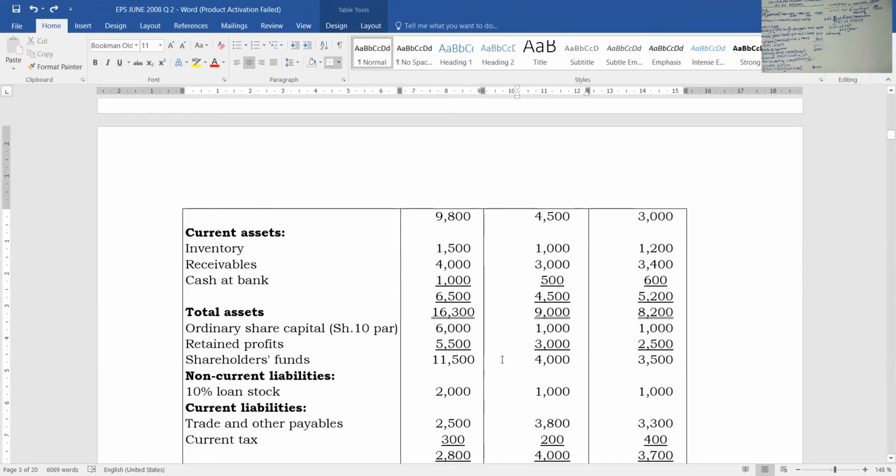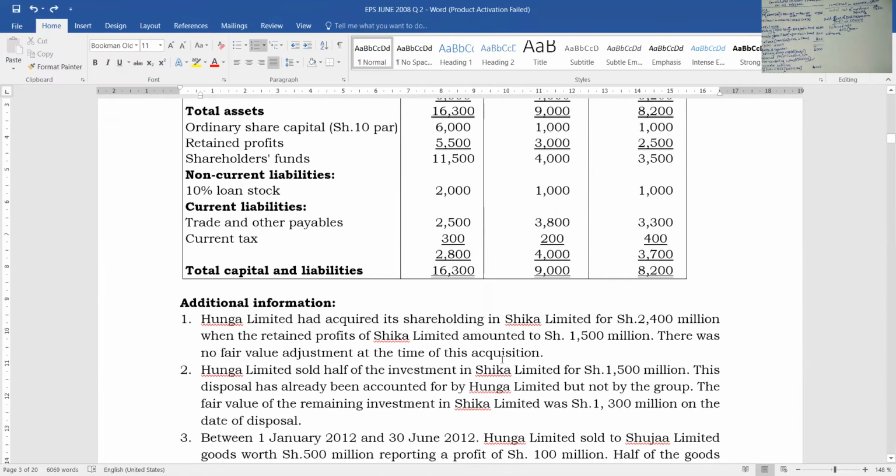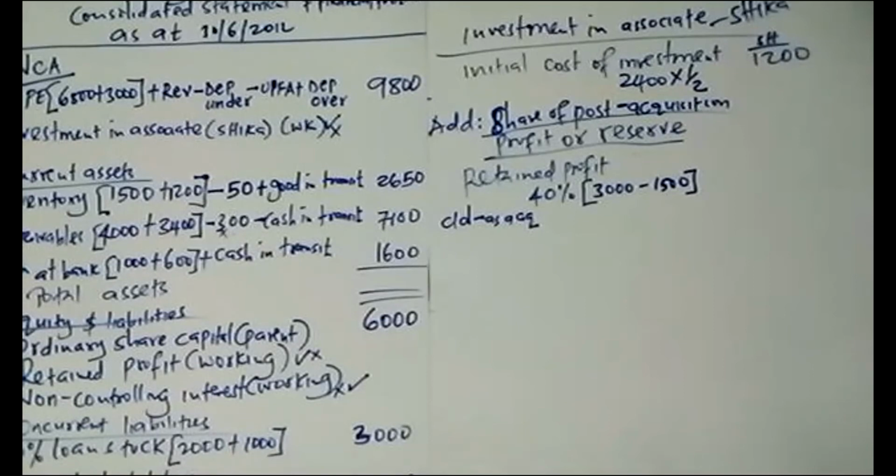At the time when Shika was acquired, it was 1,500. You can see the retained profit was 1,500. That is fine. So that is what I've taken: 3,000 minus 1,500 times 40%.